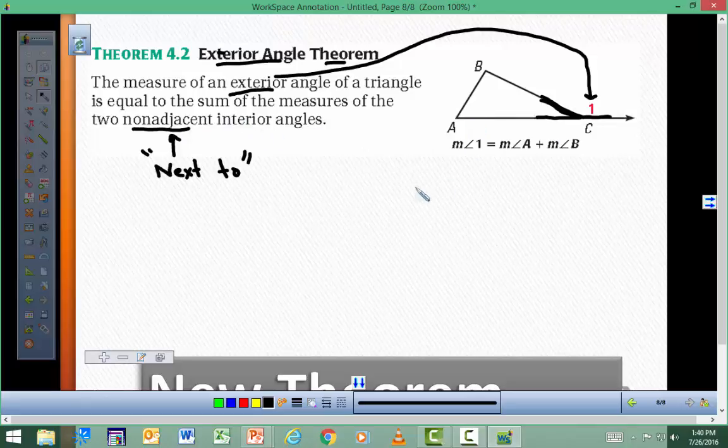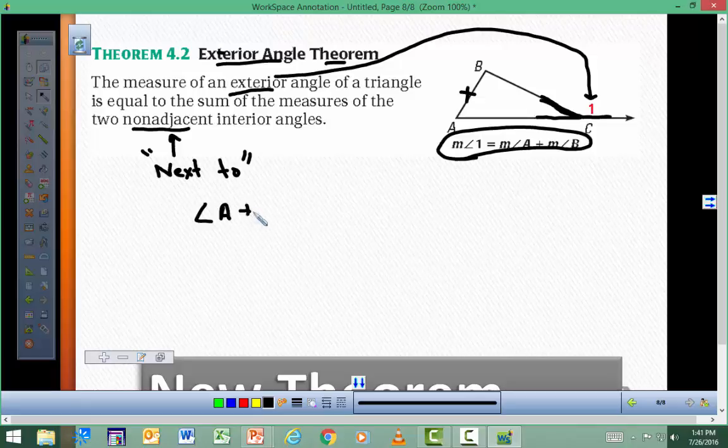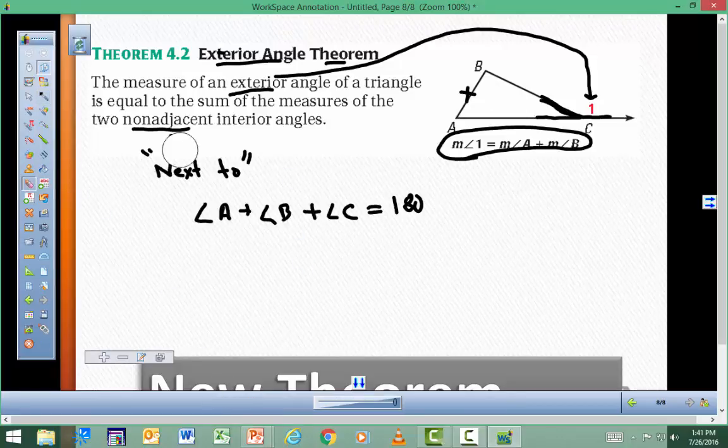So there's our little bitty theorem. It says that this one's equal to these two added together. All you need to do is add those two angles together. And this turns out to be a real easy proof because we just set up a couple equations. Like, for example, we now know that angle A plus angle B plus angle C is equal to 180, right? Pretty easy. Because that's the triangle sum theorem that we just proved on the previous slide.